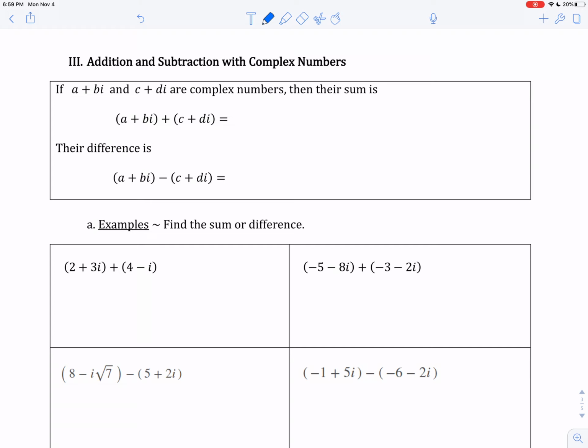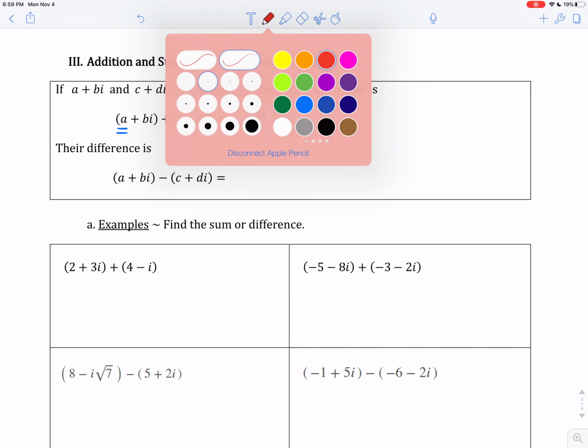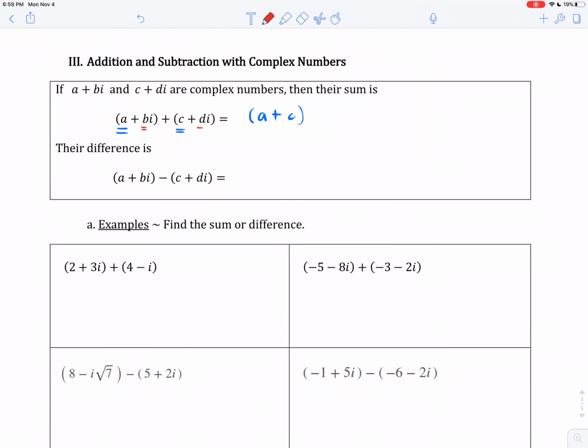So if you have two complex numbers and you want to add them together, then all you're going to do is take the real parts and add them. And then you're going to take the imaginary parts and add them.